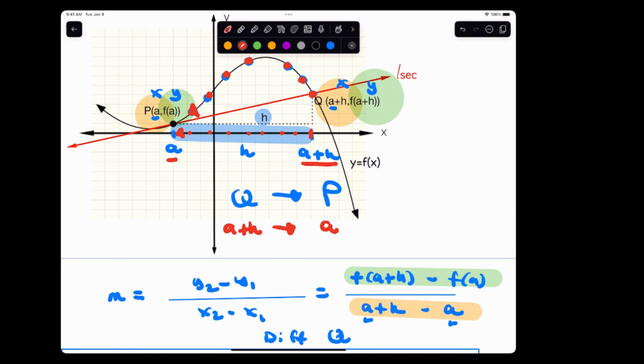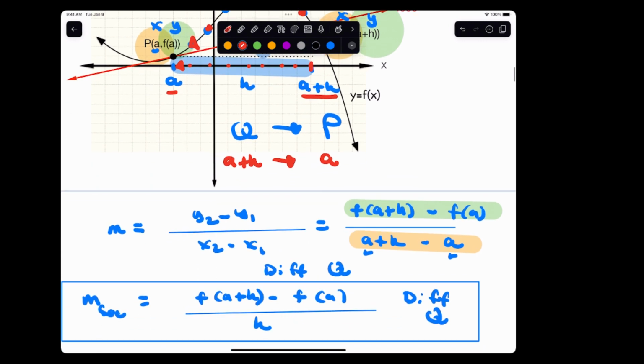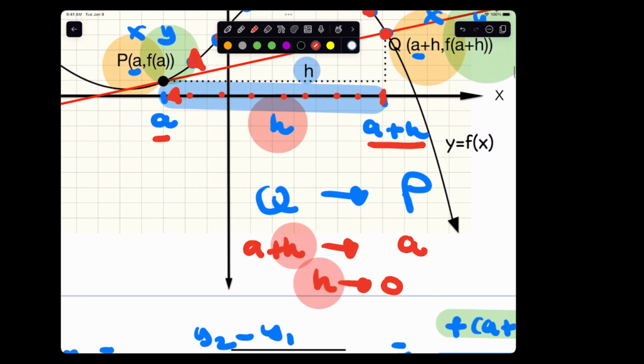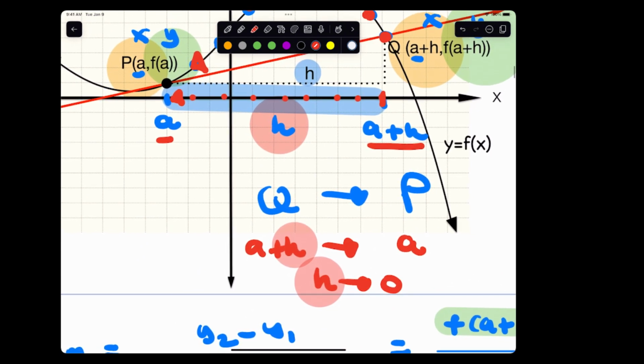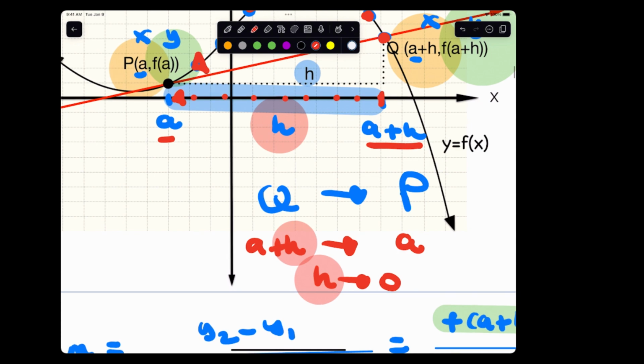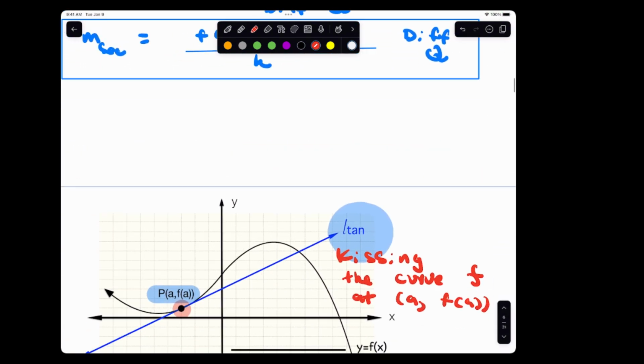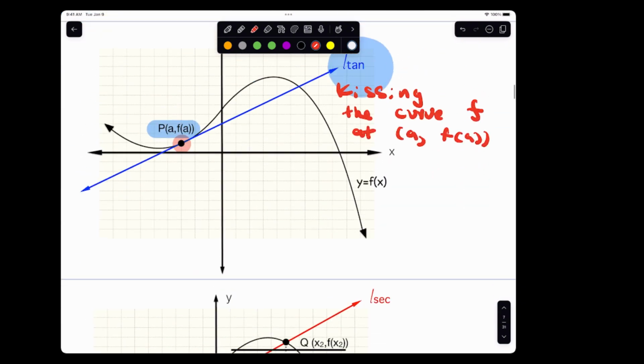And if that's happening, what does that mean about your H value? H has to be going to 0. Why? Because it's the same H. So that distance is shrinking. H, the distance between A plus H and A, called H, is going to what? 0. And so when that happens, ladies and gentlemen, you now get this definition here.